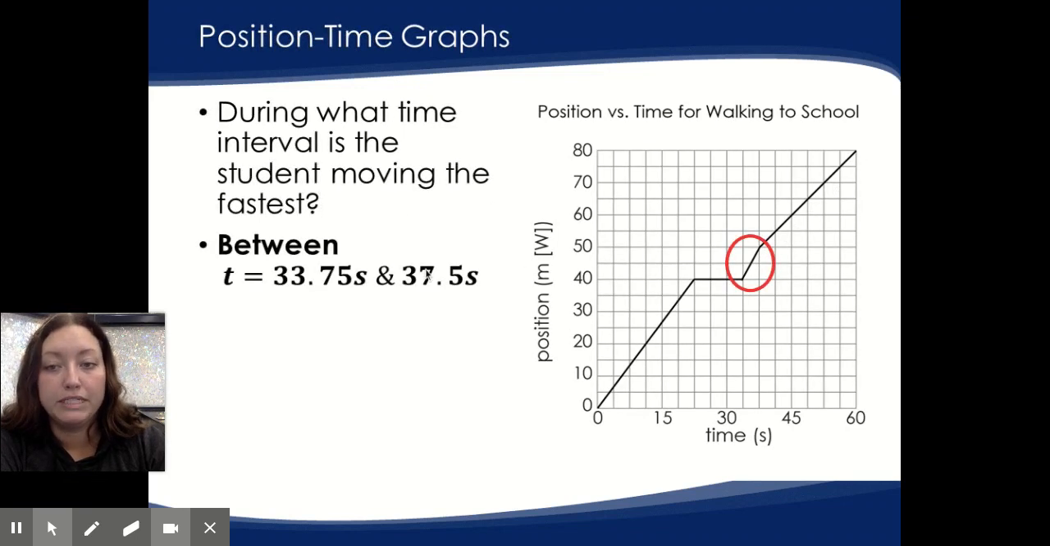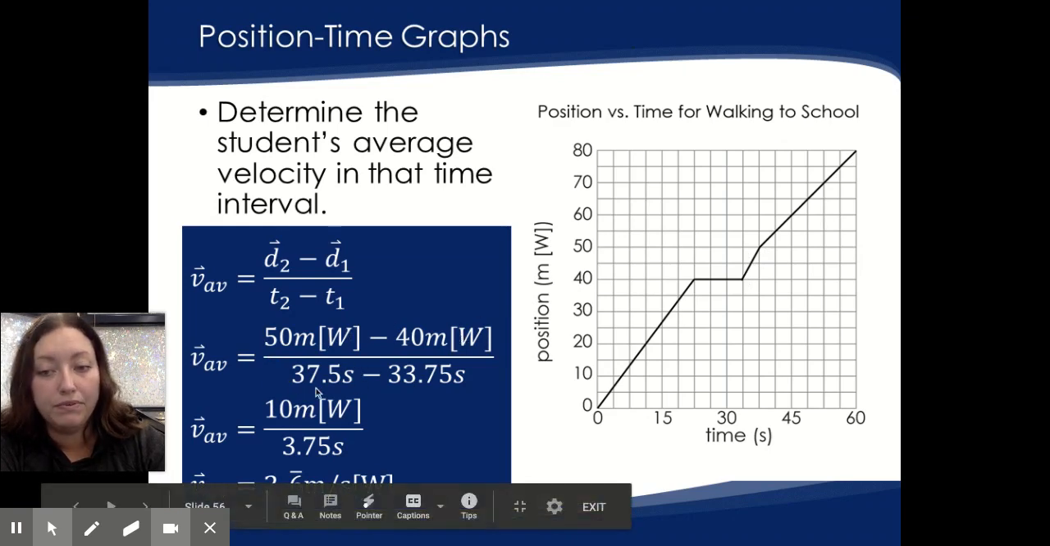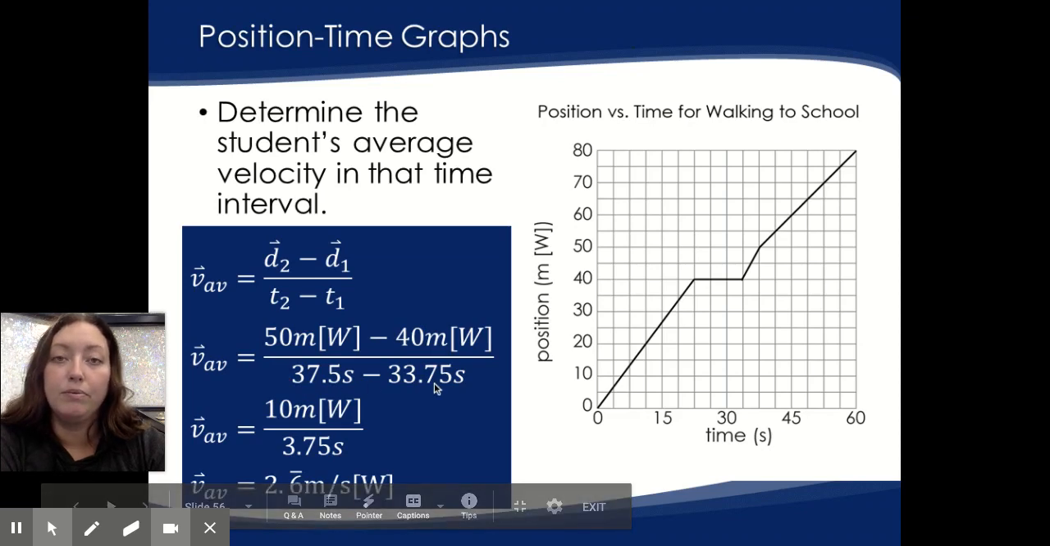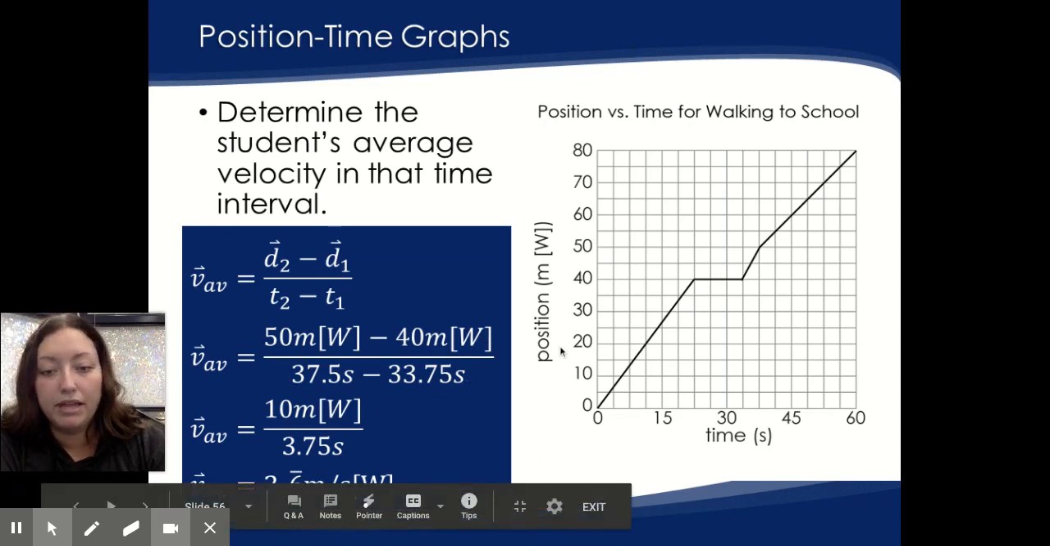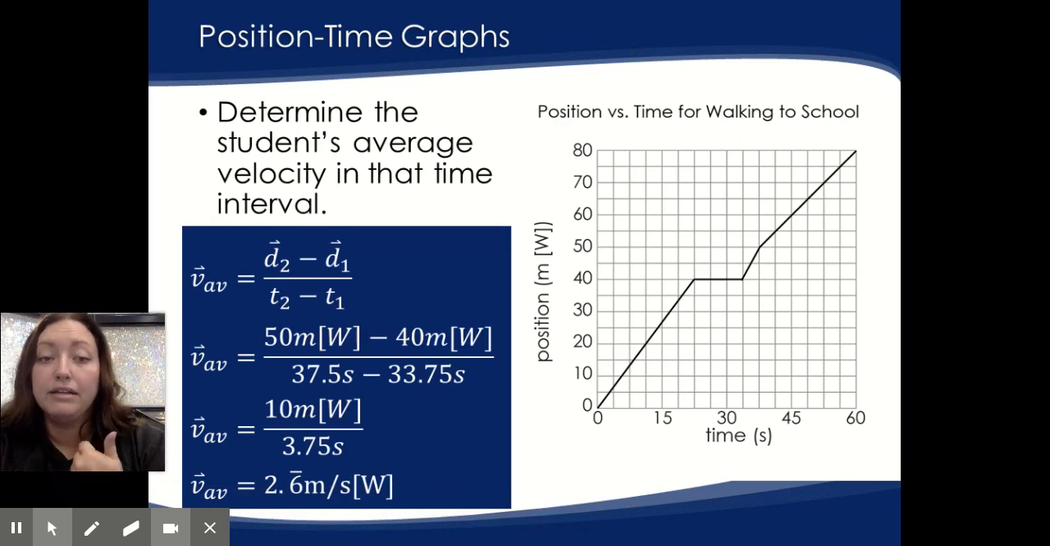Okay, so during what interval is he moving the fastest? It'd be between these two times, and that's because it's the steepest slope. All right, so if you're going to look at his average velocity for just this little time interval, you're going to use your average velocity formula here. So you're going to have your change in position divided by your change in time. So here our change in position was from 40 to 50 meters, so final position minus initial position. And then the final time for that frame was 37.5 seconds minus 33.75 seconds. Go ahead and just plug that in, do your math. So your average velocity for that snippet of time is 2.6 meters per second west.